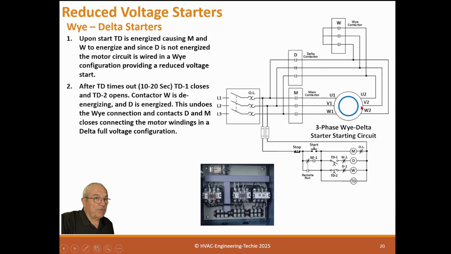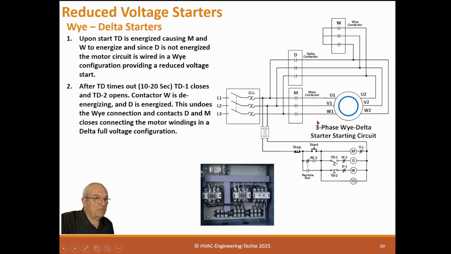It will start up, and then after 10 to 20 seconds, the TD times out. And when it times out, it closes TD1 and TD2. Contactor W is energized, this one's de-energized, and D is energized through these circuits down here. So when this one is energized, it now wires it in a delta configuration. So now that runs the motor at full speed. And the speed variance is strictly because of the windings of the motor.